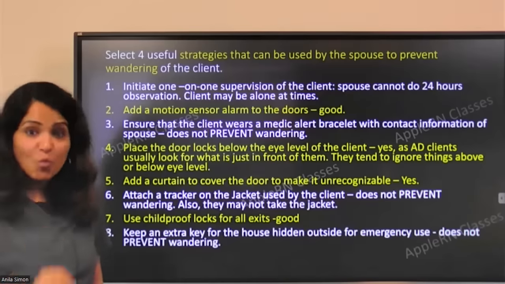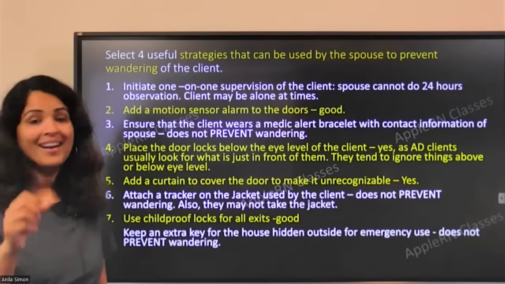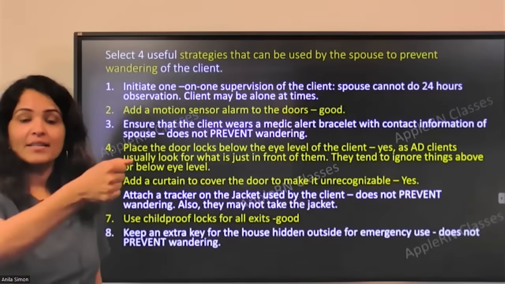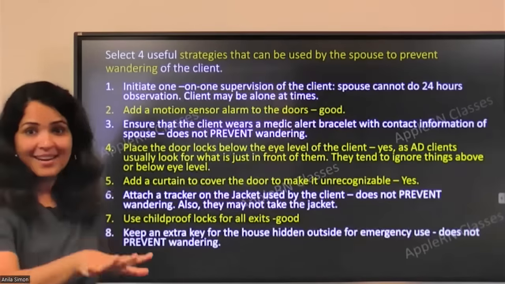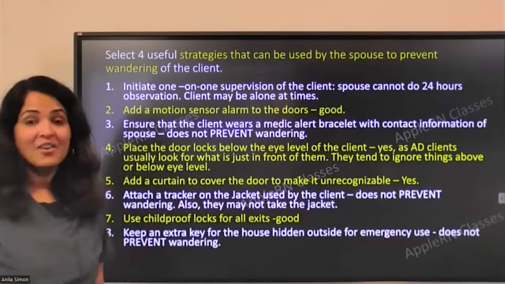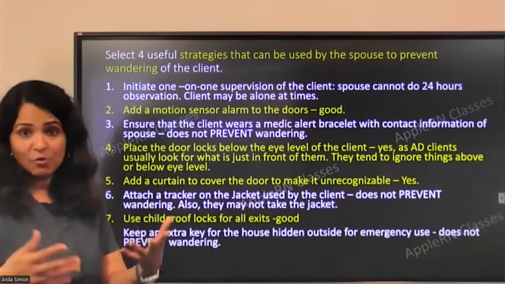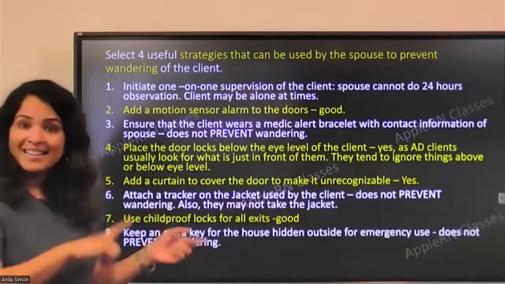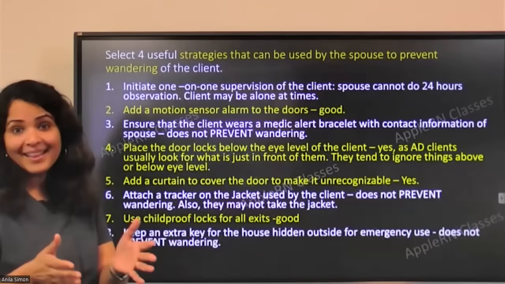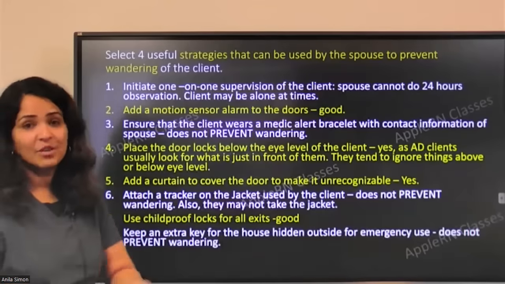Second one, adding a motion sensor alarm to the door is a good one, because whenever the client is trying to open the door, or whenever the client gets there or is trying to fiddle it out, it will make some kind of noise, or alarm the person. So that way the spouse will be able to get there and stop the client from wandering off.